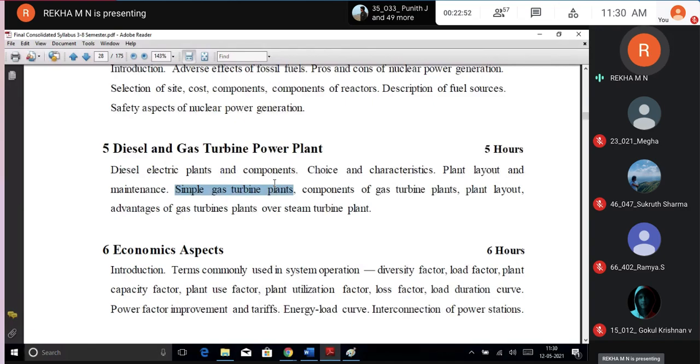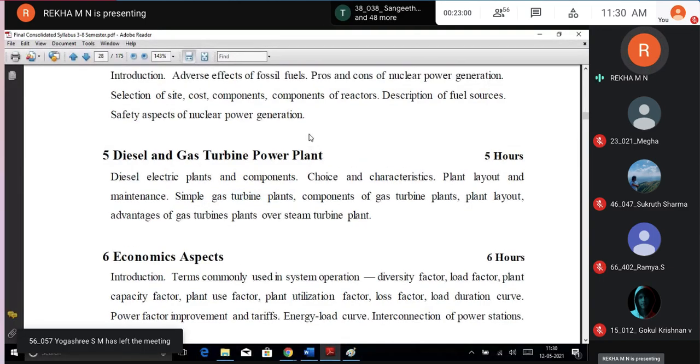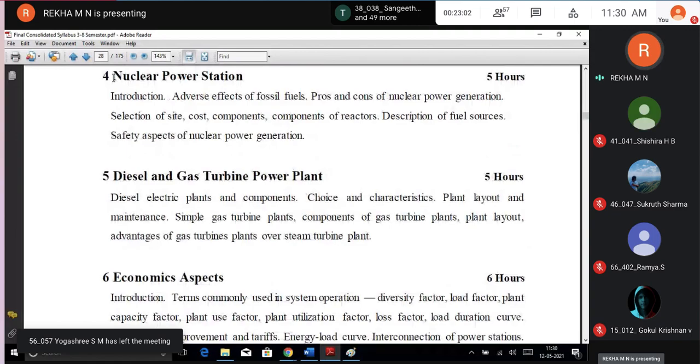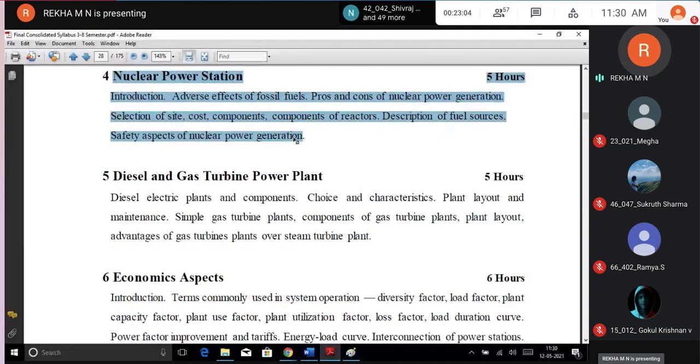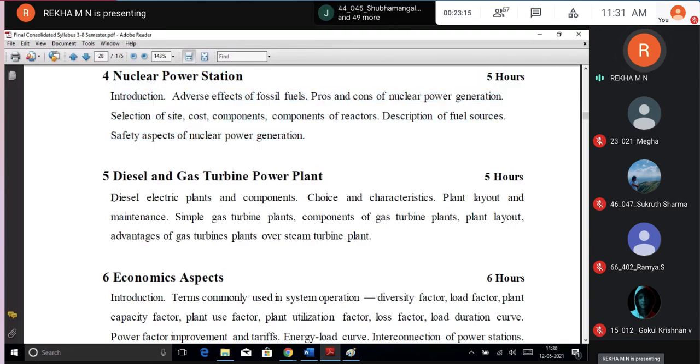I'll repeat once again, students. What is the portion for your test? One of them is the nuclear power plant. As I think Chandra Mohan has edited and helped, I will be sending this by today afternoon or evening. So nuclear power plant power stations will be there, students, for your test. Along with that, you have the diesel power plant. All the topics will be included, students.